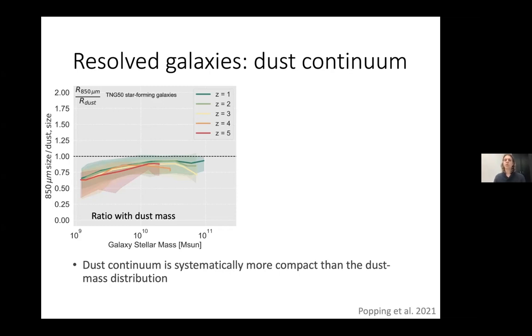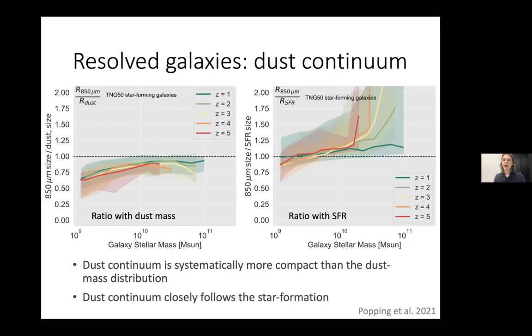We also know that dust continuum emission must have something to do with how much star formation there is, because you need to heat up the dust with energetic photons, and that needs to be re-emitted. So you can ask yourself, how does the dust continuum emission trace the locations of star formation? So again, on the x-axis, the stellar mass, on the y-axis, the half-light radius in dust continuum divided by the radius that contains half the star formation rate.